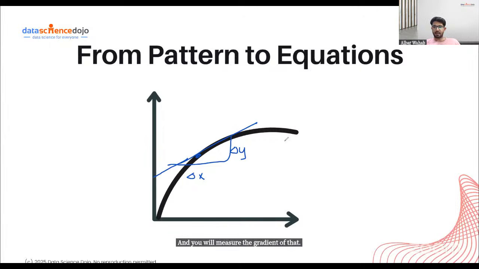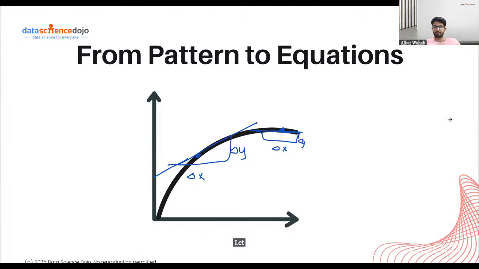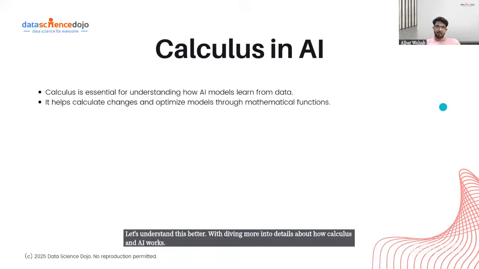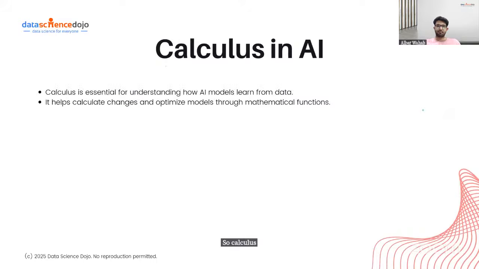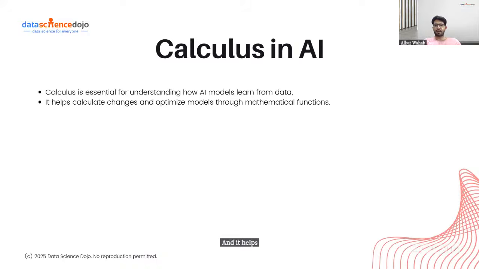So if I were to build a line over here and I measure the gradient of that, that would be the gradient at that point. Let's understand this better with diving more into details about how calculus and AI works. So calculus is basically essential for understanding how AI model learns from data. And it helps us calculate changes and optimize models through mathematical functions.